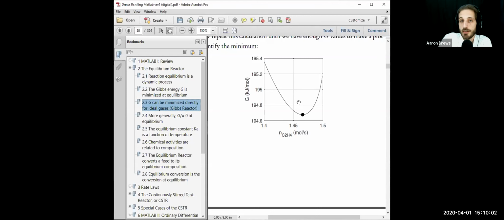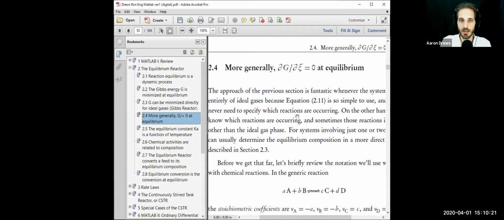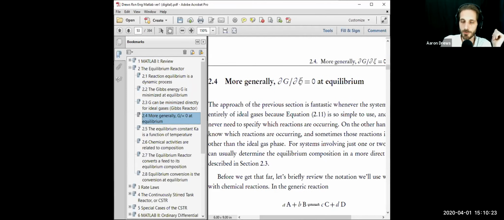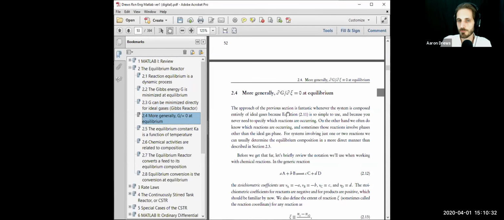It's saying find out when something is equal to 0, usually by changing some parameter that's related to the amount of stuff in the reactor. So maybe an extent of reaction, maybe a conversion. It could be lots of various things. The form that we use, and the form that's most commonly used because it happens to be really useful, is to take the derivative of G with respect to the extent of reaction, which is what section 2.4 goes over. Again, this is more or less review.